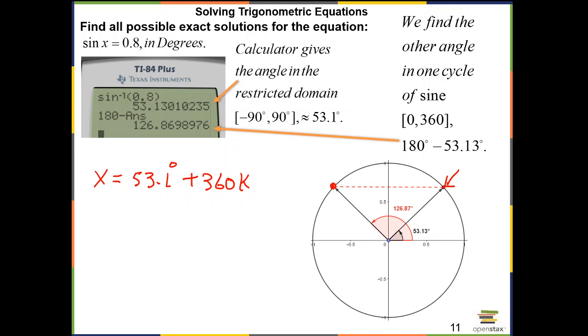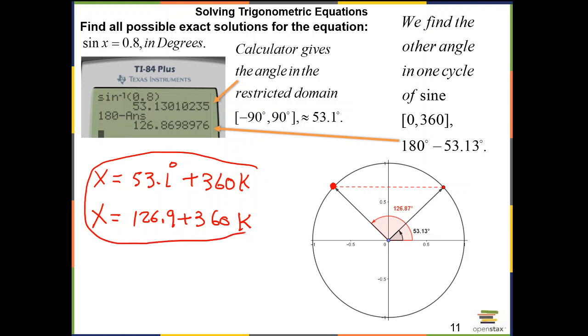What about here? Well, that's a different story, because you can never get from here to here if you just add 360 or subtract 360, right? So we have to consider another equation for x, which is this angle, 126.86 plus 360k. All right, now these give all solutions for that equation, all solutions.